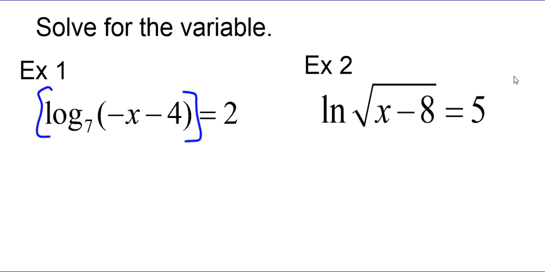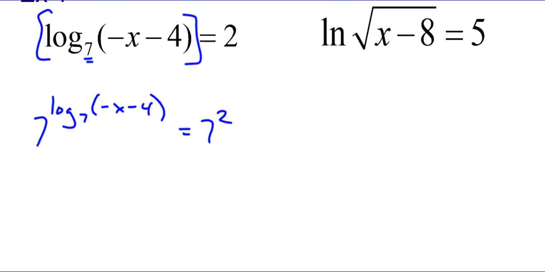So what we have to do is do the inverse property. The inverse property of a log is creating an exponential. So to do the exponential, we're actually going to take each side and make the exponent of the base. In this case, we need 7. We have log base 7 of negative x minus 4. Whenever you do one side, you do the other. So we're going to have equals 7 squared.